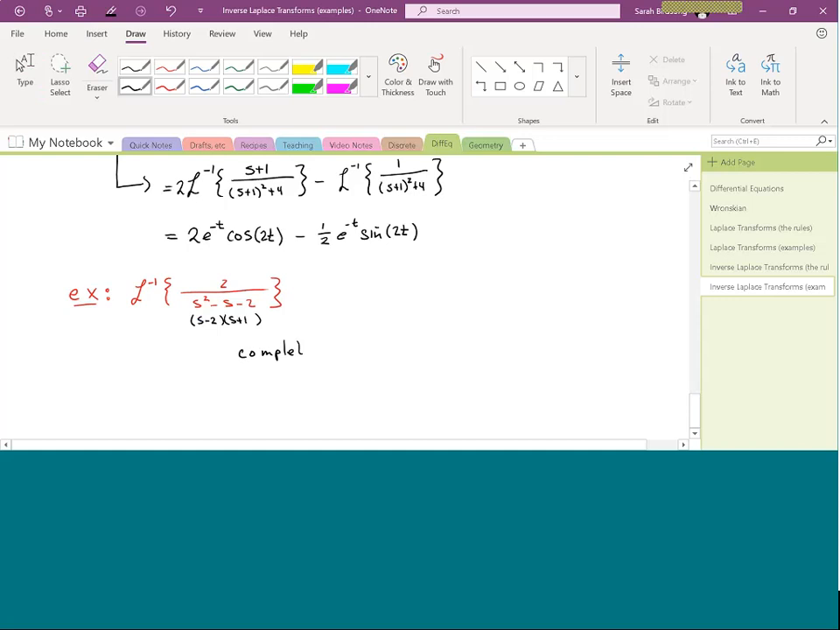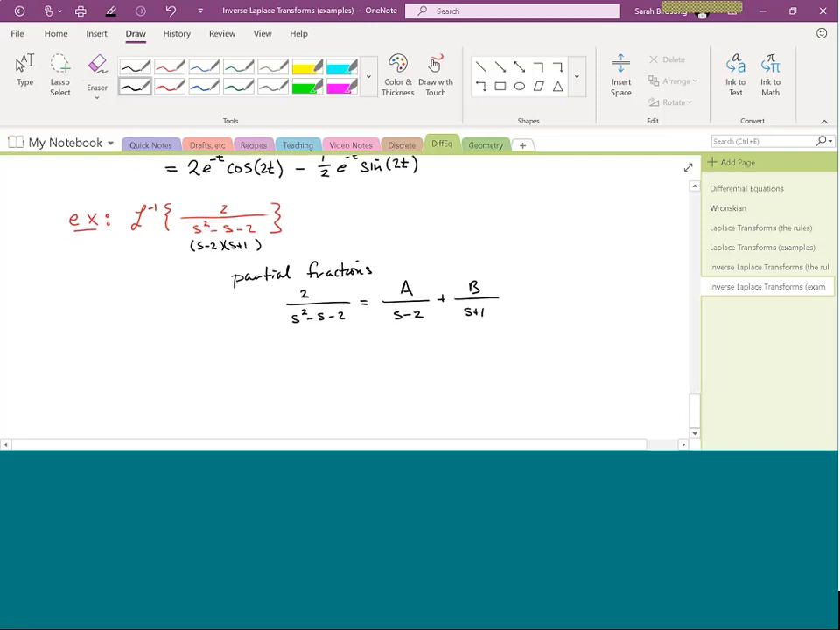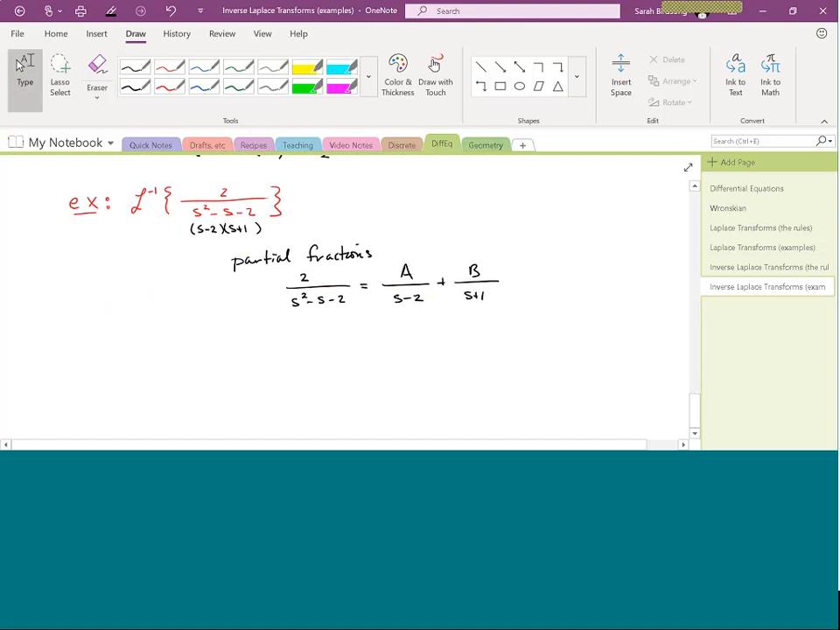Since we're a little tight on time, I'm going to jump us through partial fractions quickly. We've done partial fractions before. Same idea here: you would have 2 over s squared minus s minus 2. And your two fractions will have their denominators of s minus 2 and s plus 1. They're both linear factors, so they'll have a capital A and a capital B on top, and you just have to solve for that capital A, capital B.